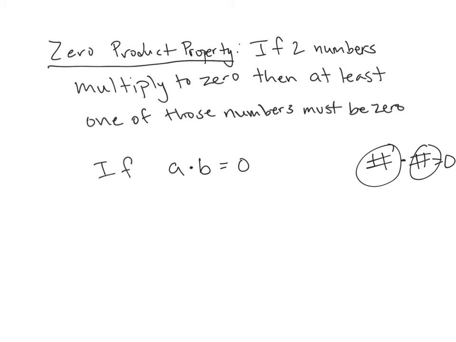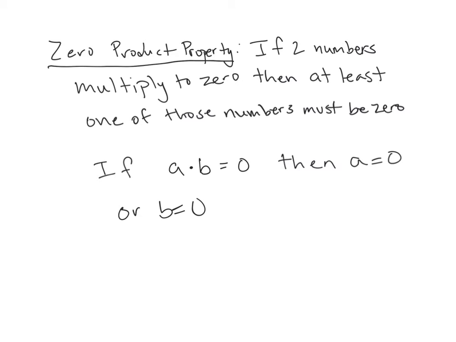The way we would say that in math symbols is if A times B equals zero, then A equals zero or B equals zero. So if we have two numbers that multiply together to make zero, either the first number has to be zero or the second number has to be zero, or they're both zero. So that's the zero product property. If we ever have two numbers that multiply together to make zero, then at least one of those numbers must be zero itself.